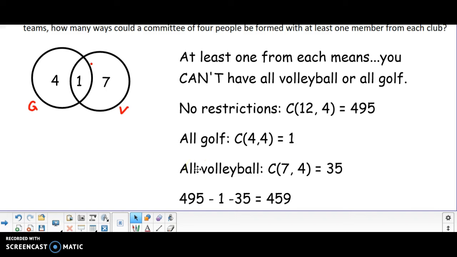Now to the volleyball scenario. If we choose all volleyball players, from the 7 who play exclusively volleyball, we're going to choose 4, which equals 35. So 1 and 35 represent the number of ways we can select a committee where we have something happening that we don't want to see, which is all people from one team or the other. So we want to subtract those 2 cases from the overall total of 495. So 495 take away 1, take away 35 leaves us with 459. And this is the number of 4 person committees where there is at least one person from each club. Tricky question.